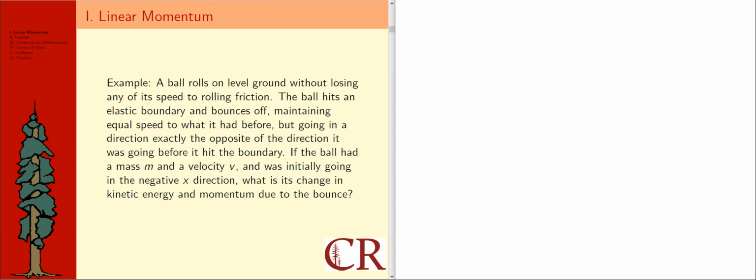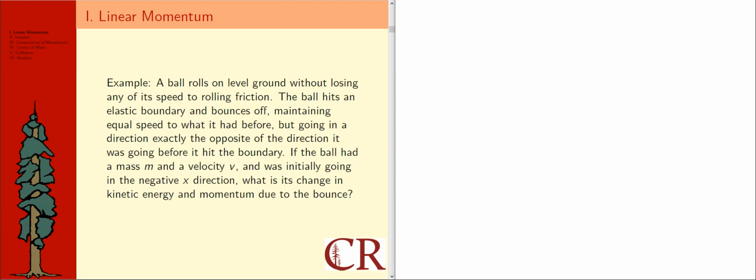A ball rolls on level ground without losing any of its speed to rolling friction. The ball hits an elastic boundary and bounces off, maintaining an equal speed to what it had before, but going in a direction exactly the opposite of the direction it was going before it hit the boundary. If the ball had a mass m and a velocity v and was initially going in the negative x direction, what is its change in kinetic energy and momentum due to the bounce?